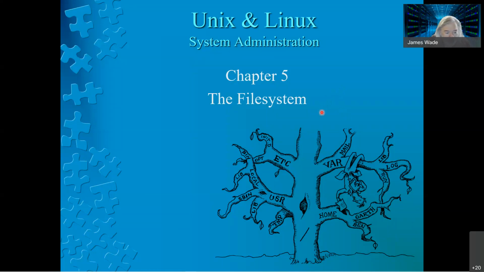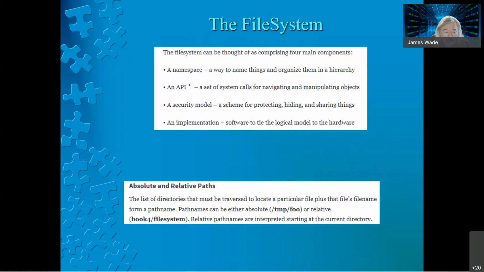Okay, so here we go. The file system. We need to understand the file system, and regardless of whether it's Windows or Unix, you've got to understand where the file system is. From a Unix perspective, it's across the board the same. A file system can be thought of as comprising four main components: a namespace, an API, a security model, and an implementation, software to tie the logical model to the hardware. We also have absolute and relative paths.